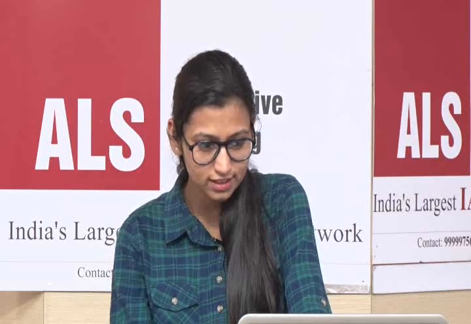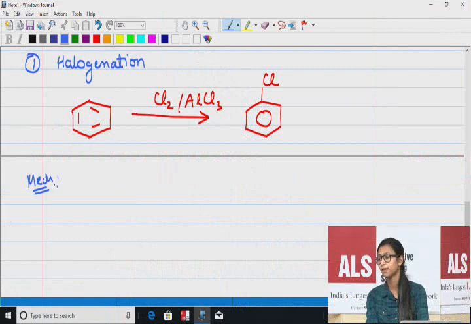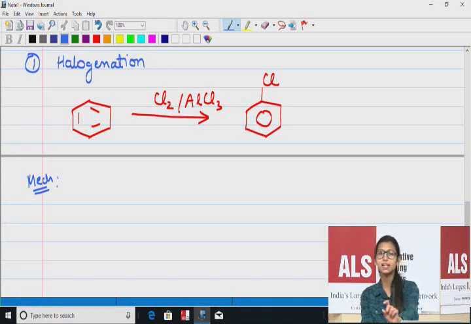Now, this is the reaction which is mentioned on the screen. We have benzene there, Cl2, AlCl3 is there, and we are getting chlorobenzene here, right? This is the complete reaction. Now, if I ask you the question, which will be the electrophile in our case, what will you say?